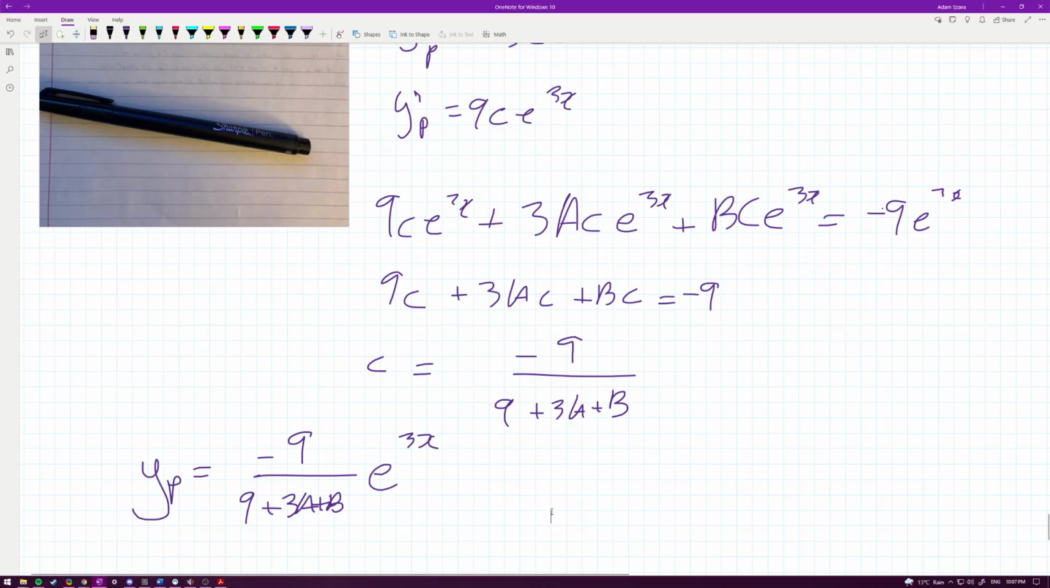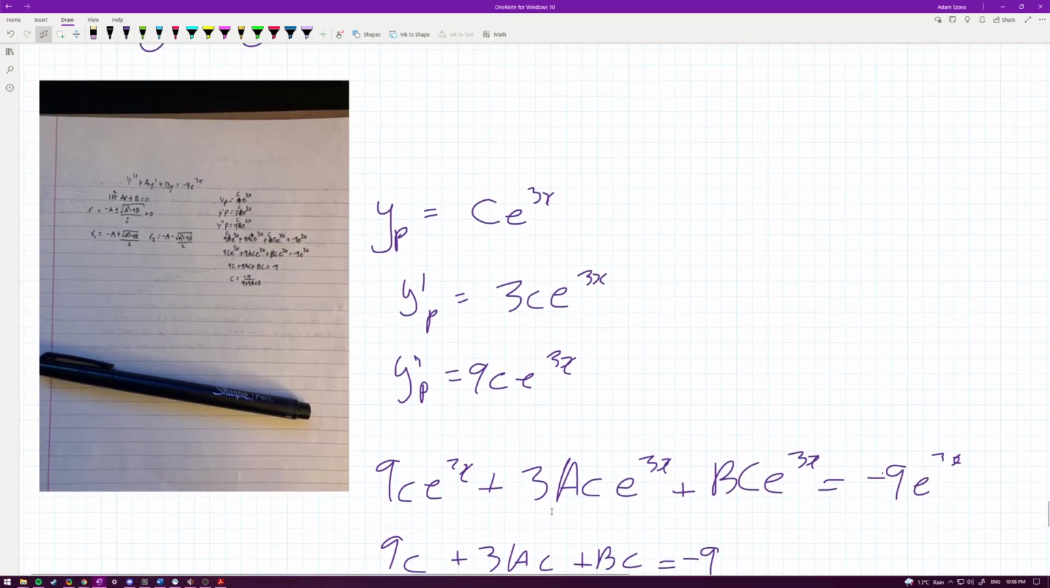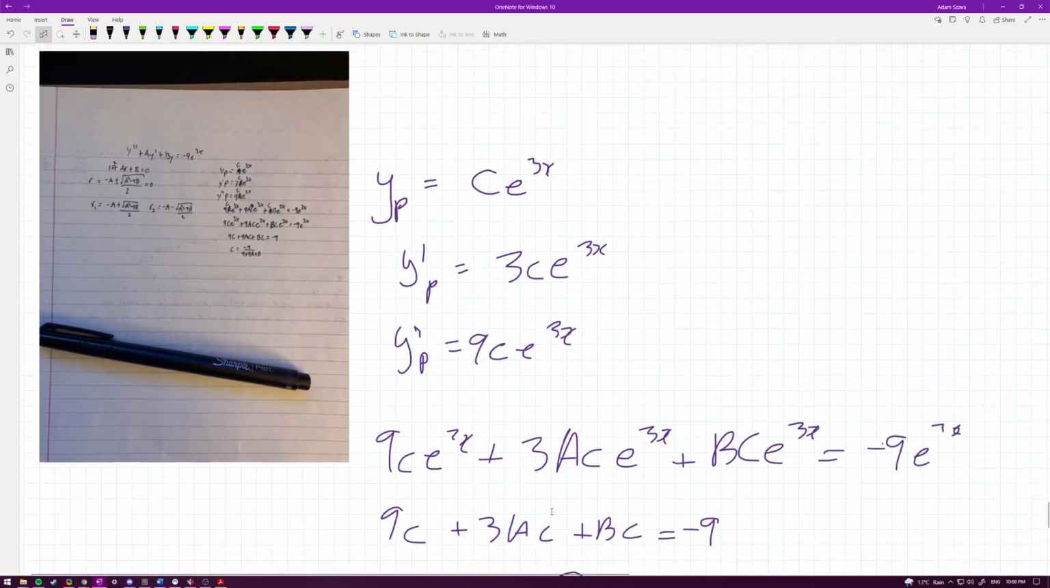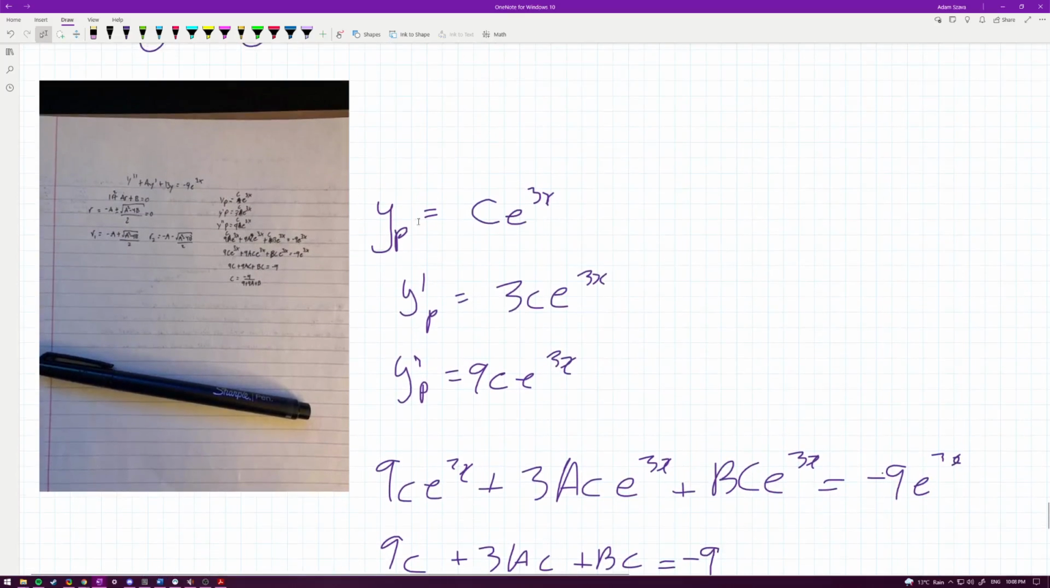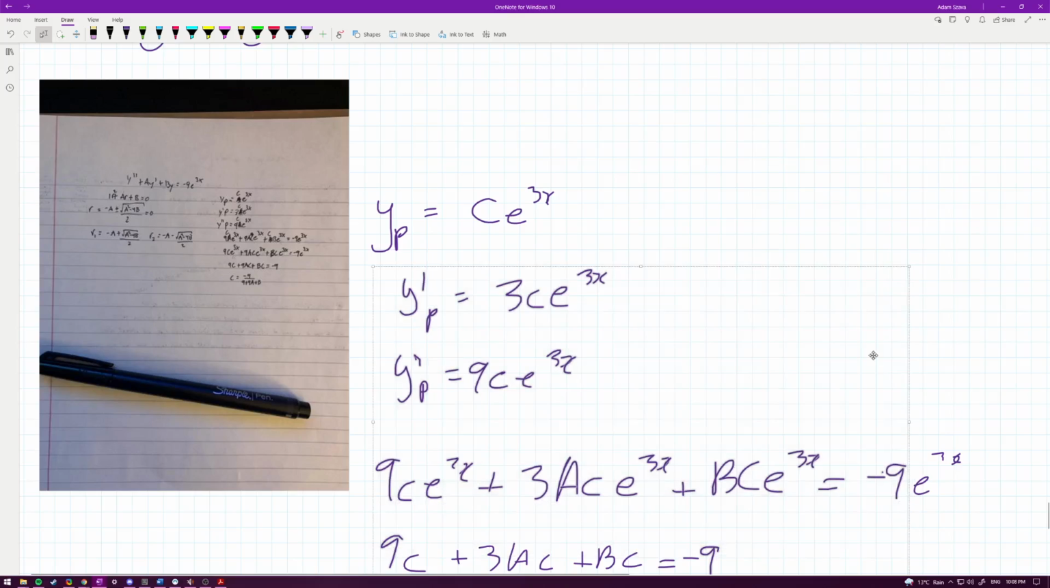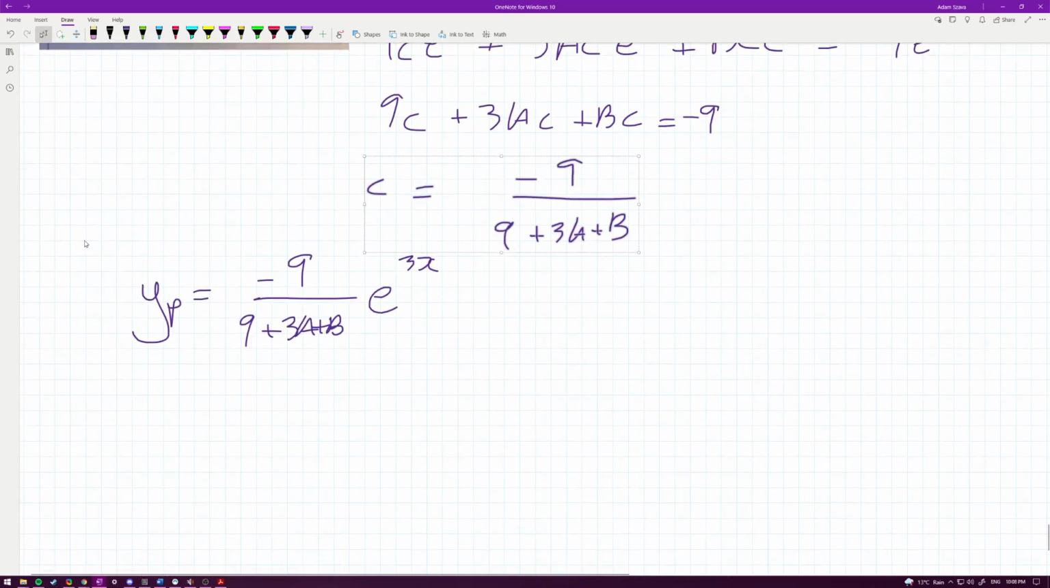So for your particular solution, why would you have to isolate for C to have it equal to your particular solution? For example, you see over here how you have 9C plus 3AC plus BC equals negative 9? Couldn't that itself be the particular solution? Well, the particular solution is this. You just have to figure out what C is. Yes, exactly. You have to figure out what C is for it to actually mean anything. Right, I forgot. This is the whole process of figuring out what C is, and now that's our actual final value of our particular.